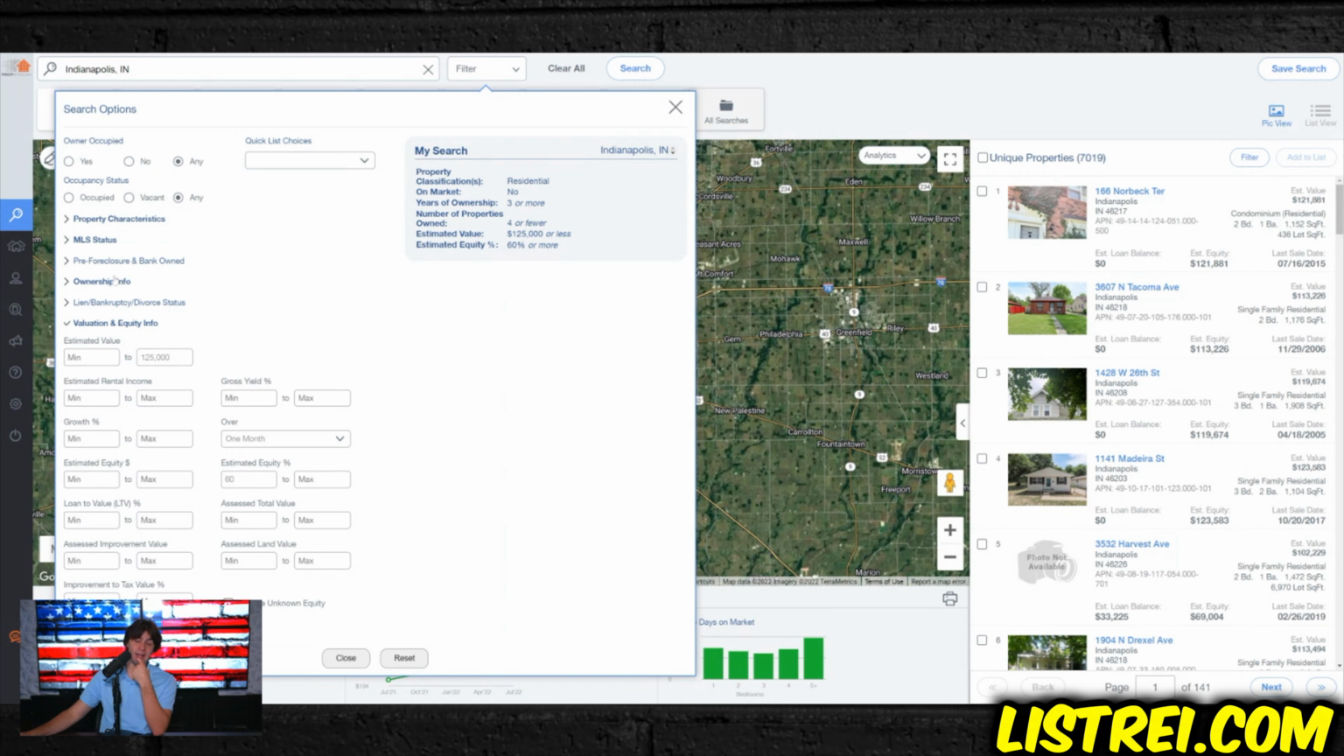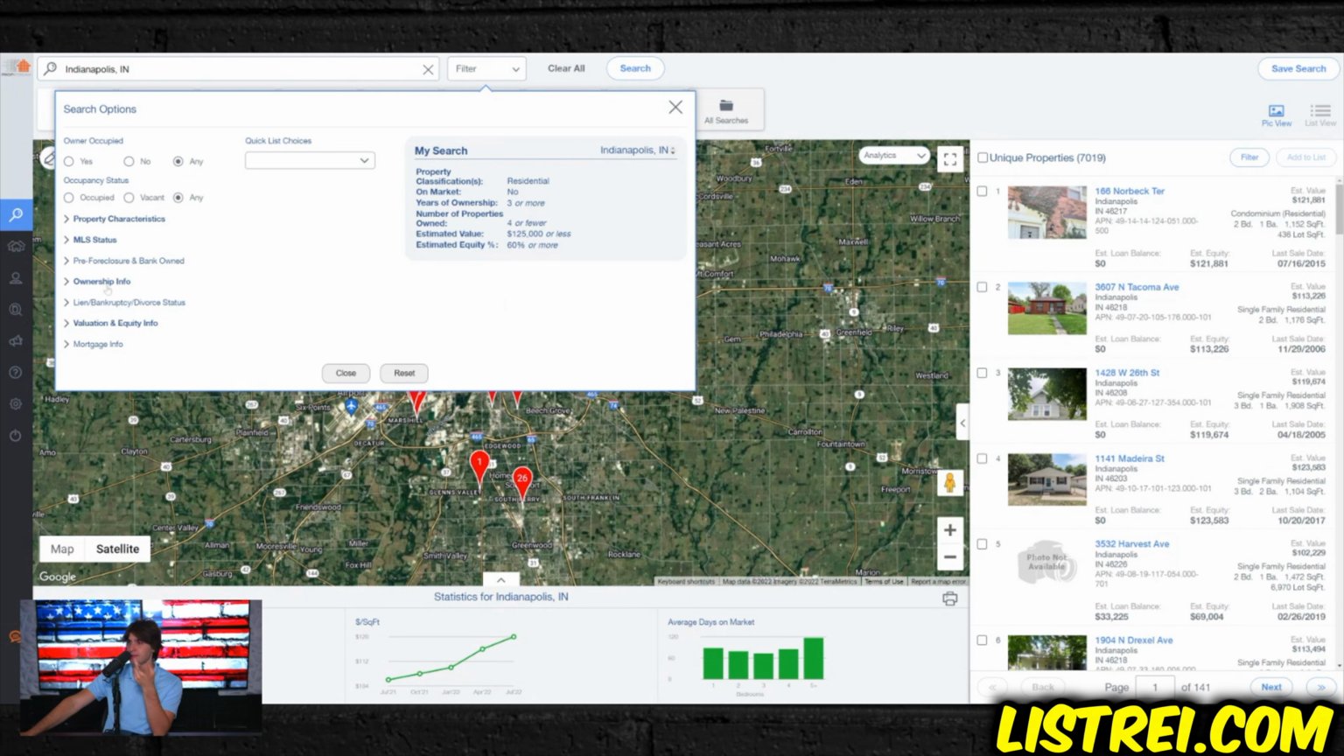Now, let's say I want to do less than that. Let's say I only have 1,500. What I'm going to do here is just add a lien. If any of these properties have liens on them, there might be extra motivation.